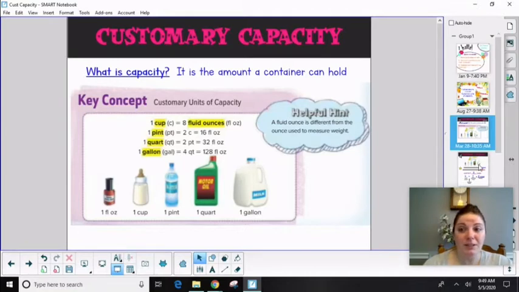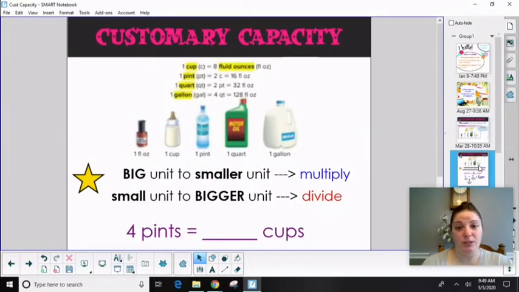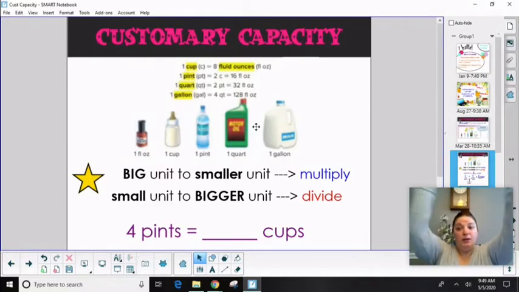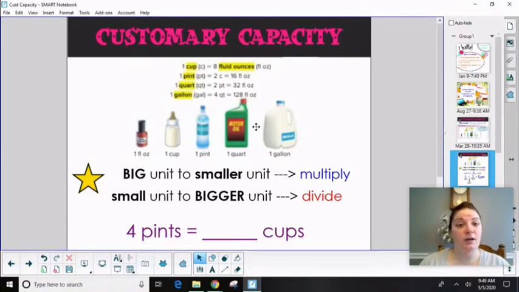All right, so let's put this into practice and try our first example. Again, just like before, I'm keeping the conversions up top, and I've also kept the examples of the units, because remember, when we work with the customary system, we think big to small, we multiply, and small to big, we divide. So that's still the same as the previous 2 lessons. So you need to know which one's bigger and which one's smaller.